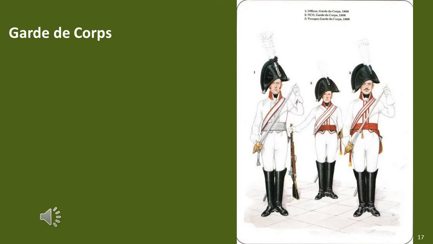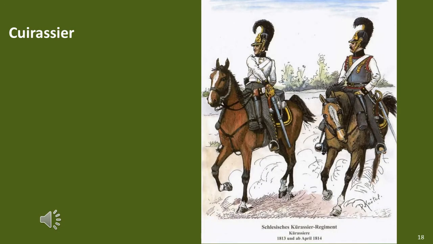The Garde de Corps were Guard Heavy Cavalry, classed as Cuirassiers by the Prussians, although they did not wear a cuirass in 1806 and probably did not wear one at any time in the Napoleonic War. The Garde de Corps were the King's bodyguard, in theory at least. The Cuirassiers were the Prussian heavy cavalry and were made up of large men on large horses.